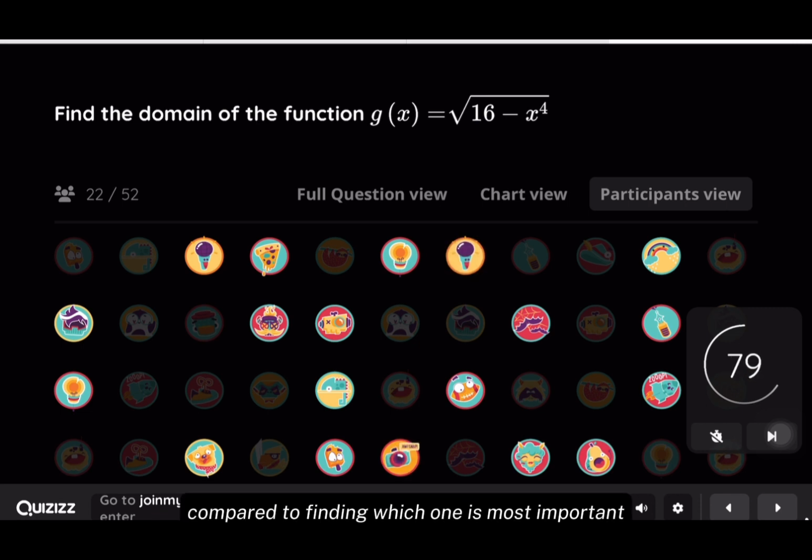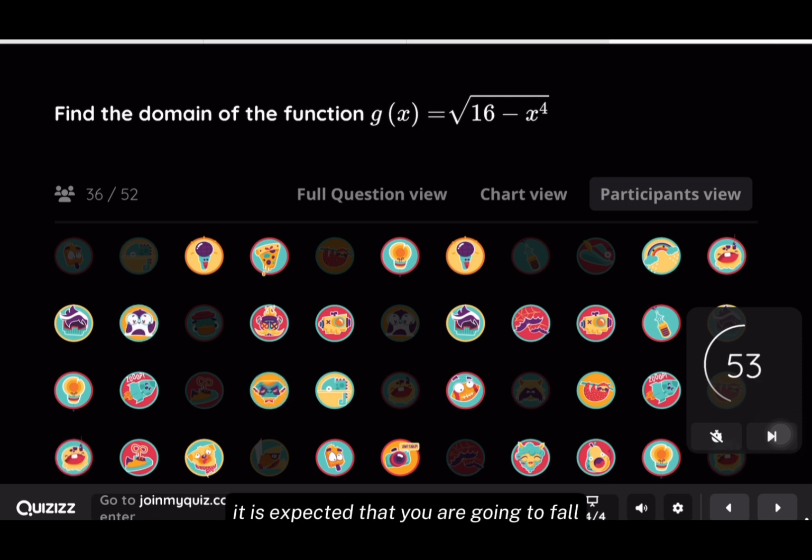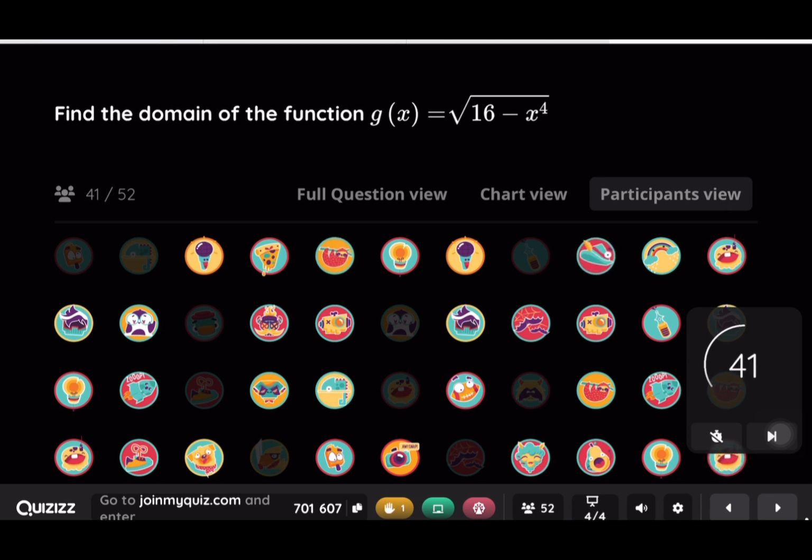Compared to finding which one is the right answer, it is more difficult to create the question itself. The timer means that it is expected that you are going to solve this kind of question within that time. Is it too short or maybe too long?